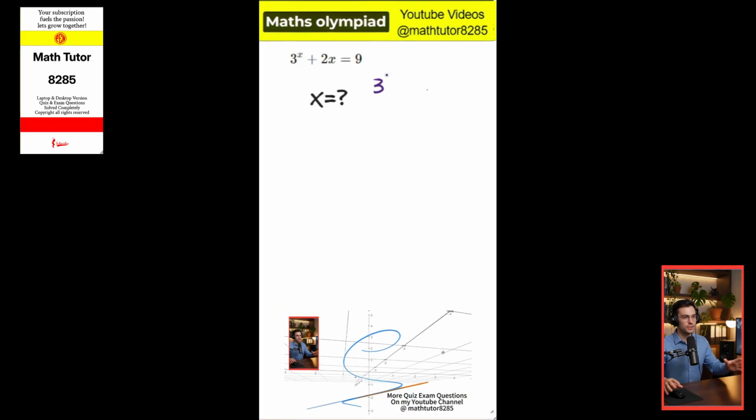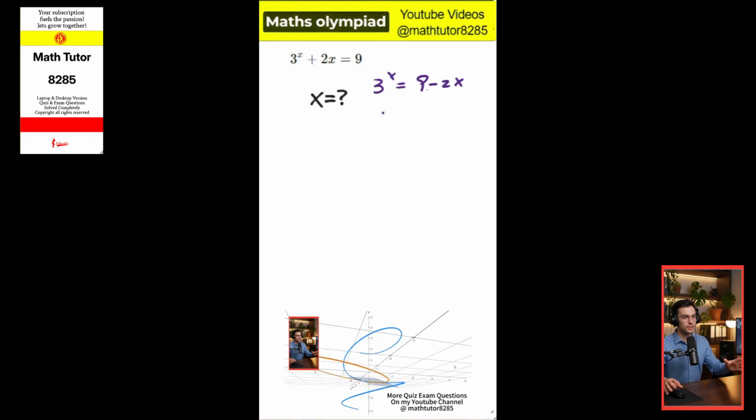First step, we isolate the exponential term. Move the algebraic part to the right side so that we have 3 raised to the power of x equals 9 minus 2 times x. Remember, when working with exponential equations, always isolate the exponential expression first. Otherwise, you cannot form the Lambert W structure later.